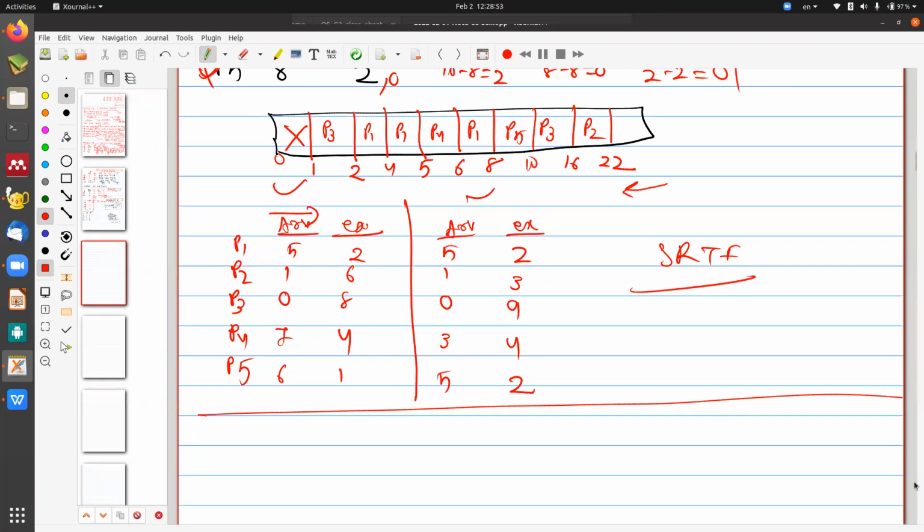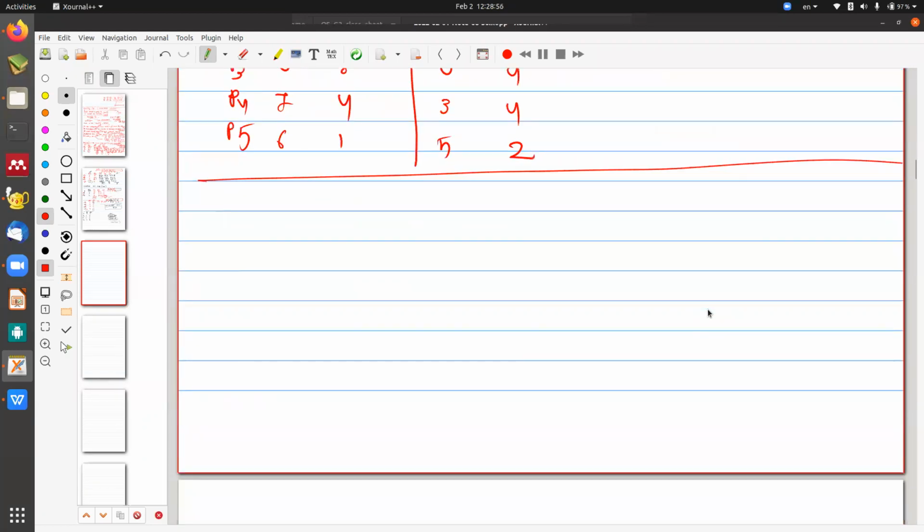For that prediction, they thought of an approach with a formula: S(n+1) = alpha * T(n) + (1 - alpha) * S(n), where alpha is considered a weight, and this weight varies from 0 to 1. So alpha is greater than or equal to 0 and less than or equal to 1. Think of it as a probability: with alpha probability it takes Tn, and with 1 minus alpha probability it takes Sn.